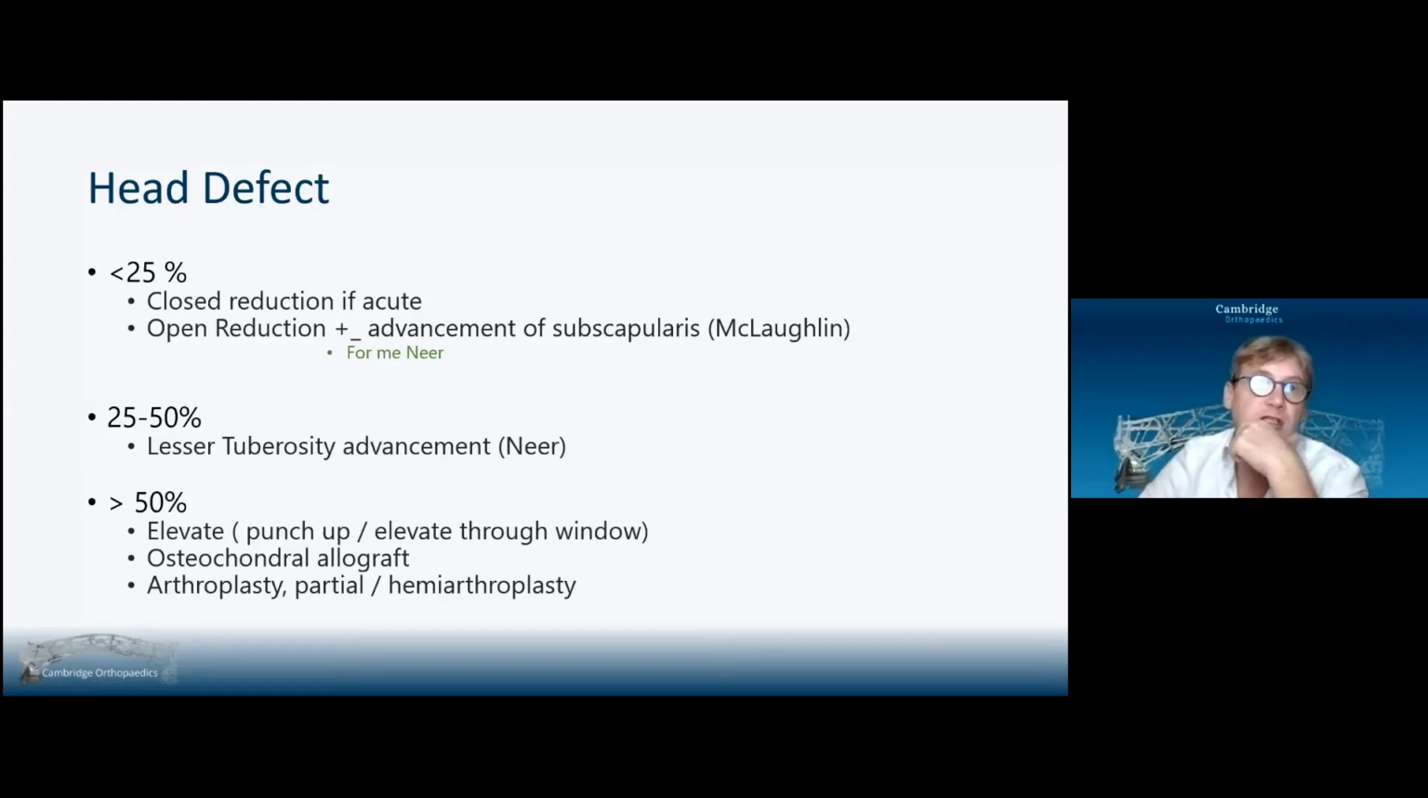In the younger patient, relatively good quality bone, and where you want a biological repair, you might elevate it. Elevate it by opening up the greater tuberosity or the lateral aspect of the humerus and punching it from below. You might consider an osteochondral allograft to recreate the normal anatomy of the shoulder. And in a slightly older patient, an arthroplasty, whether it's a partial arthroplasty, hemiarthroplasty, resurfacing, or total.